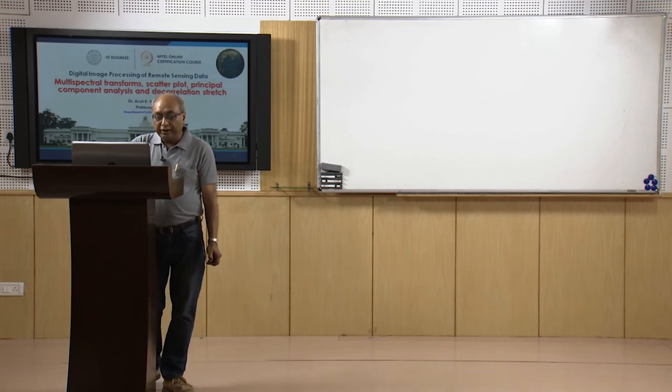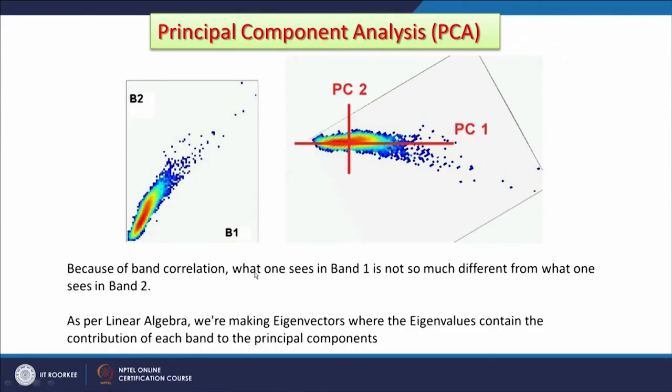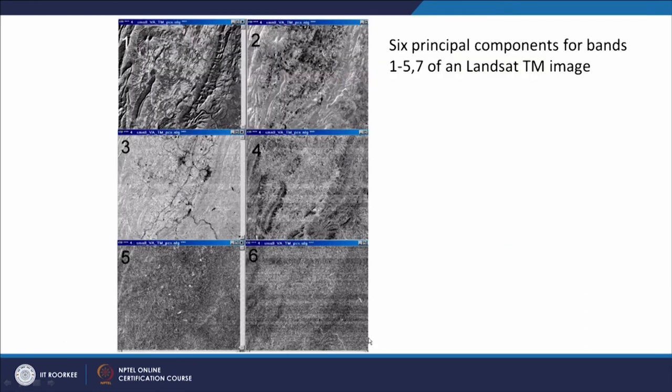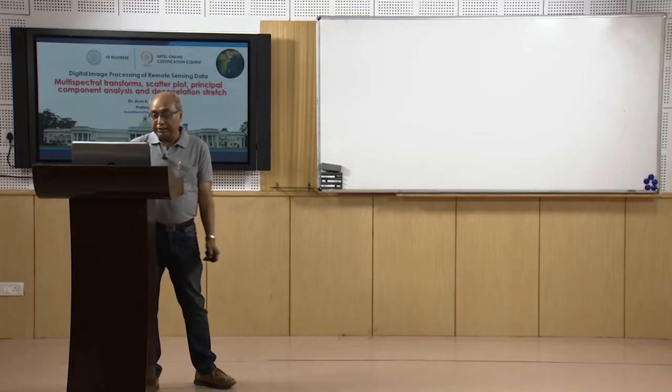Because of band correlation, which you are seeing here, what one sees in band 1 is not so much different from what we see in band 2. And as per linear algebra, we are making eigenvectors where the eigenvalues contain the contribution of each band to the principal component. And this is what we see here, the 6 principal components of bands 1, 2, 5, and 7 of Landsat TM. Band 6 is missing because 6 is a thermal channel, so that is not involved in the analysis.